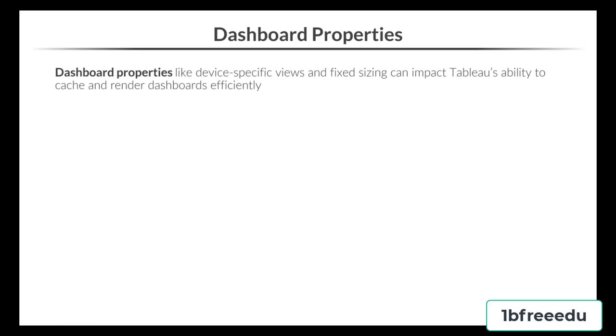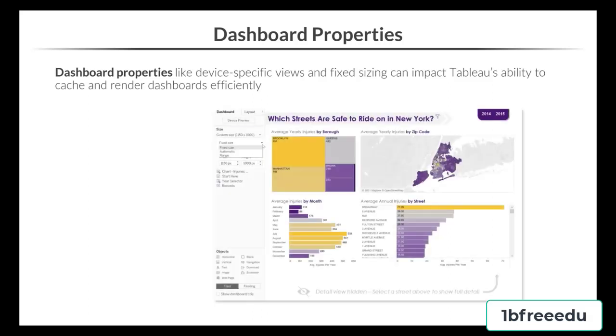Dashboard properties, like device-specific views and fixed sizing, can impact Tableau's ability to cache and render dashboards effectively. First, let's look at limiting device-specific views. It can be tempting to make device designer profiles for your desktop, mobile, and tablet. But this will make Tableau think about the size of your screen and will hurt in terms of caching. Once you make Tableau think of what your device is, you're already slowing down the process of rendering your dashboard.